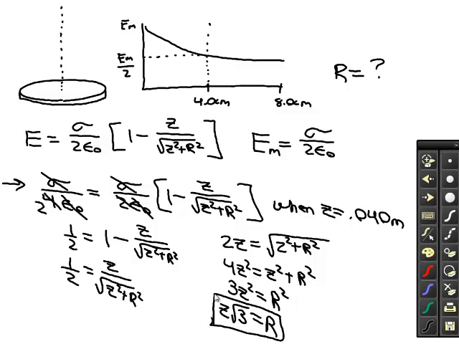And that's the answer. It's z times the square root of 3. So 0.040 times the square root of 3 gives me r. So one of them was like, take r and divide by the square root of 2. And this one was like, take z and multiply by the square root of 3. There are just these weird little nice answers that come out if you play with the algebra.